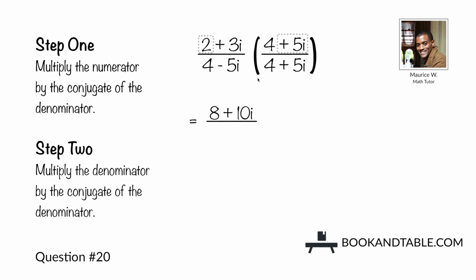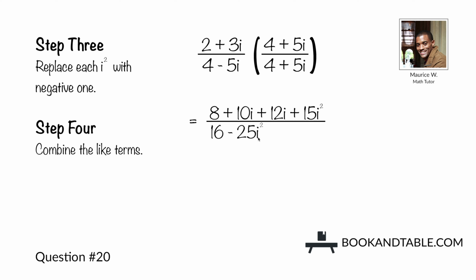2 times 5i is equal to 10i. 3i times 4 is equal to 12i. And 3i times 5i is equal to 15i squared. We'll then multiply the denominator by the conjugate, giving us 4 times 4, which is equal to 16. 4 times 5i is equal to 20i. -5i times 4 is equal to -20i, which then cancels out the positive 20i. And -5i times 5i is equal to -25i squared.